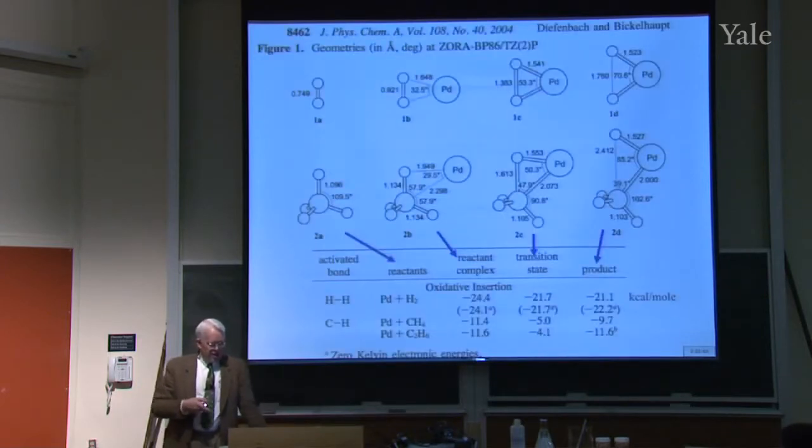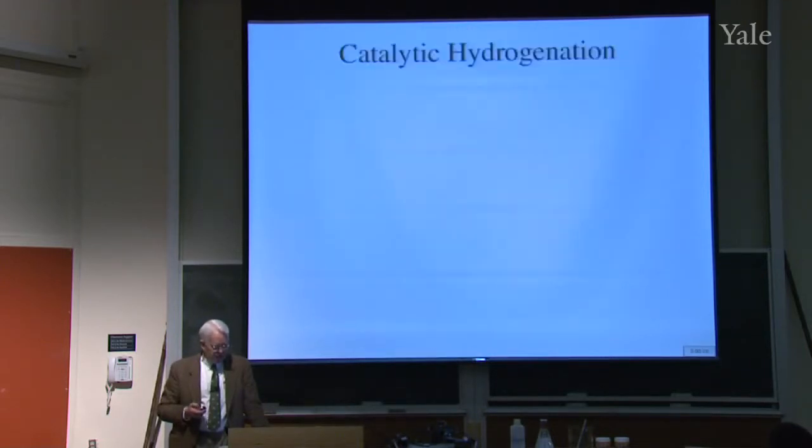Now here's a calculation certainly better than the previous one. It was published in the Journal of Physical Chemistry in 2004, and it shows the same thing, palladium approaching hydrogen above, palladium approaching methane below. And again, I don't think that these are great numbers probably, but it gives you the idea of what I showed on the previous slide and some specific geometries.